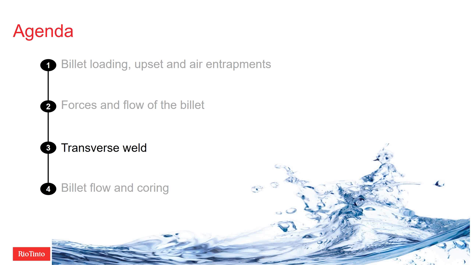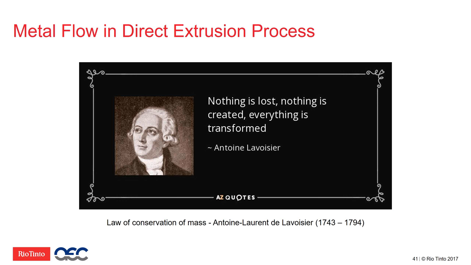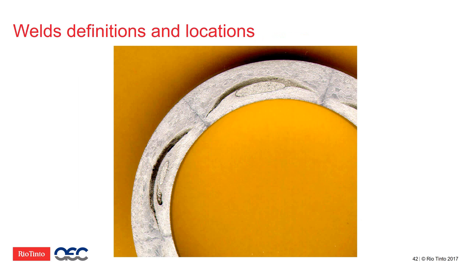All right, so this little illustration here actually is quite good for either transverse weld or coring, okay? So let's just keep in mind, when talking about metal flow, transverse weld, coring, all of that, that nothing is lost, nothing is created, everything is transformed, absolutely. So whatever happened inside that container is not going to disappear, okay? It will come out, either in the extrusion or stay inside the container. And that's something that is well understood today and has to be properly managed. So first, if you look at this picture here, you can see a typical hollow extrusion, let's say, not a good one.